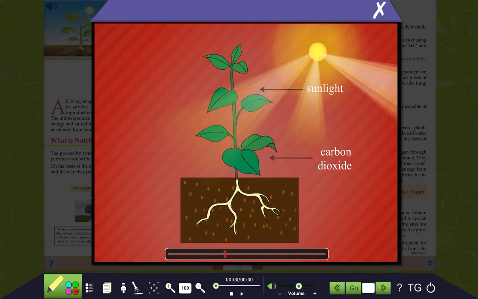Plants take in carbon dioxide and release oxygen through pores on their leaves called stomata. Singular, stoma. They take in water and minerals with the help of their roots.